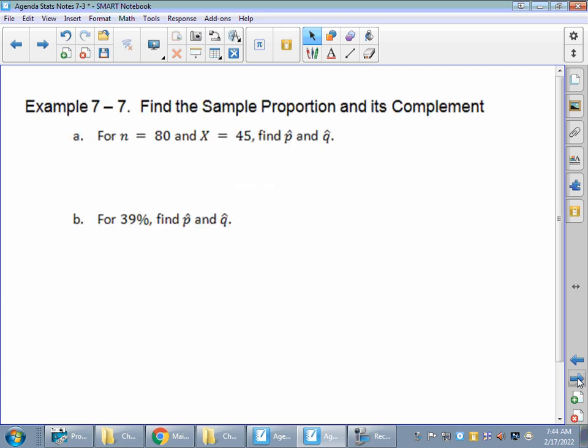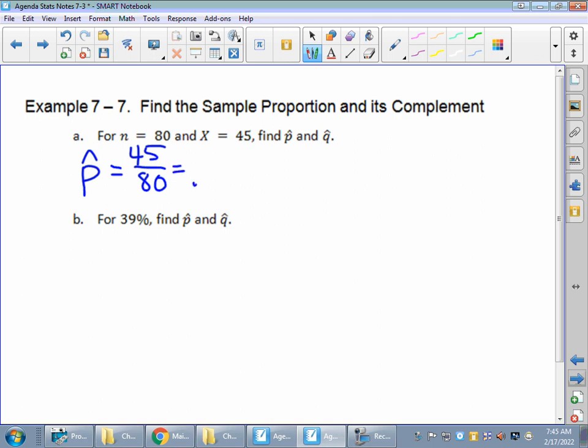So example 7.7, find the sample proportion and its complement. So the sample proportion is P hat, the complement is Q hat. They add up to 1. They're opposite sides of the same thing. So N is 80, our sample size, and X, the number of items from that sample of 80 that have what we're looking for, is 45. So P hat will be equal to 45 over 80, right? X over N. I believe that's approximately 0.5625.